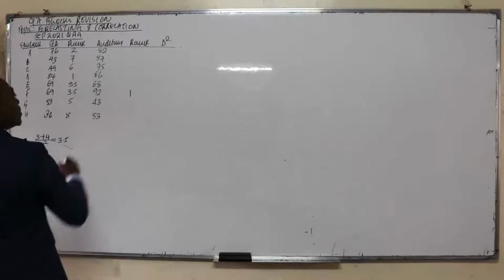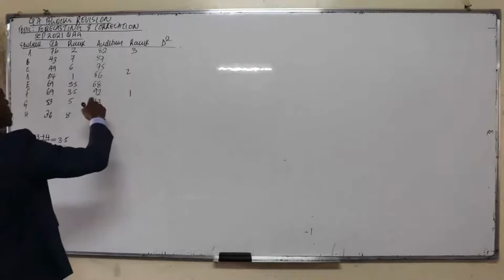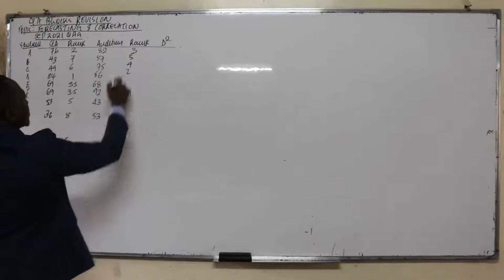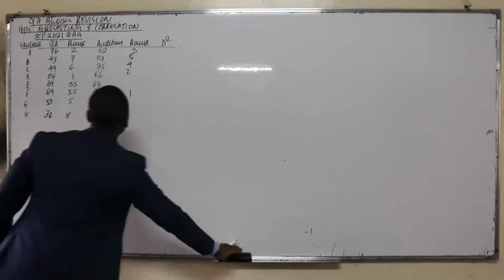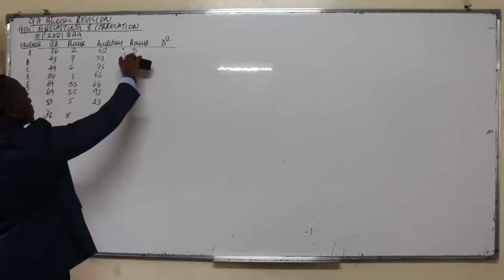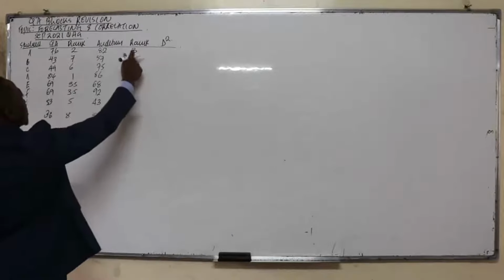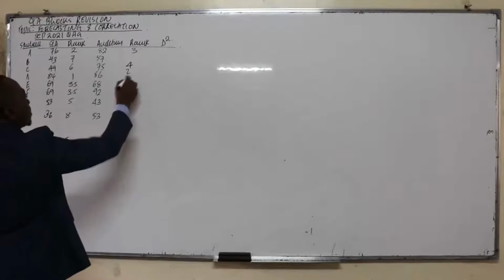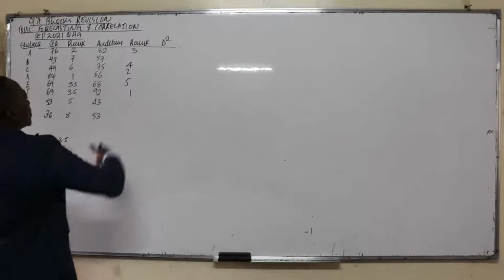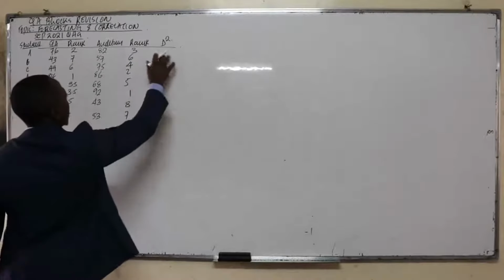Now, so we have number 2, number 3. Then we have number 4, we have number 5. So 1, 2, 3. Here you have number 4, number 5, number 6, number 7, and number 8. So let's get d squared.